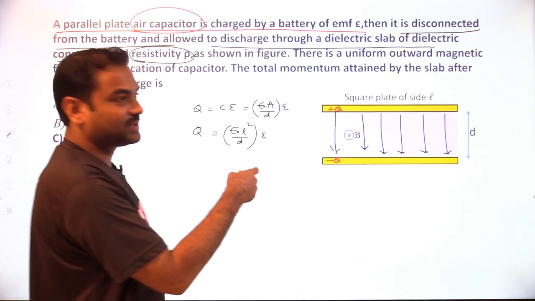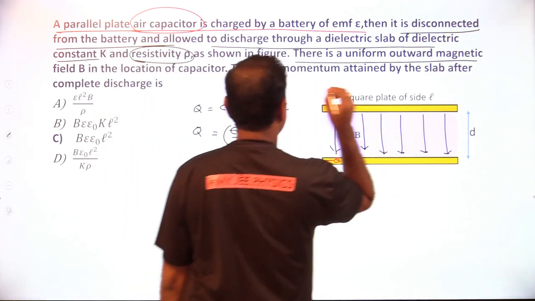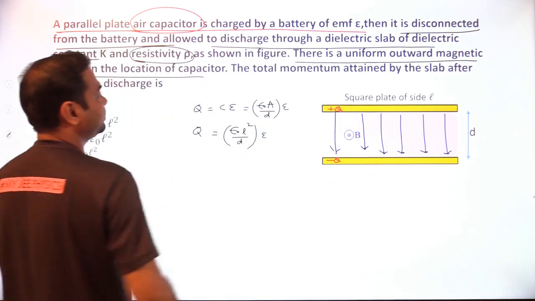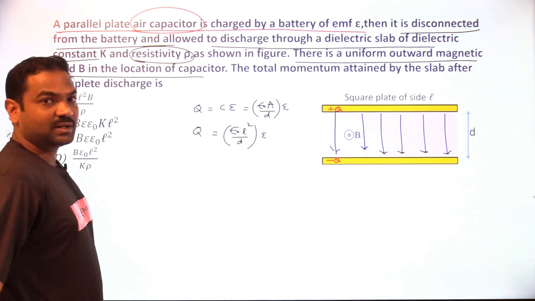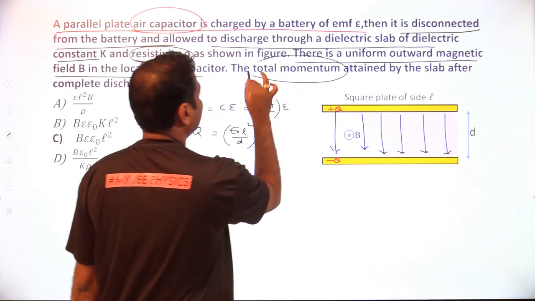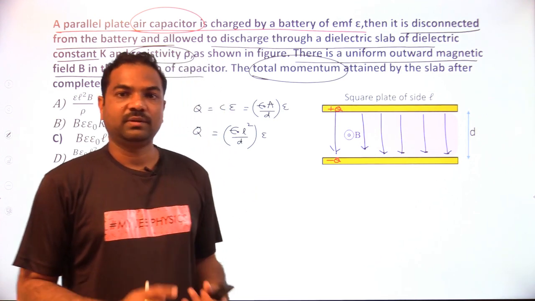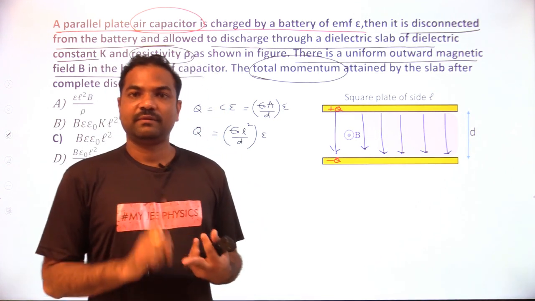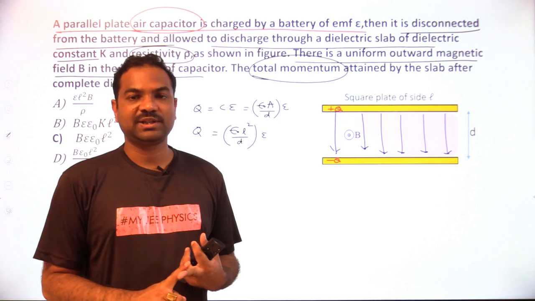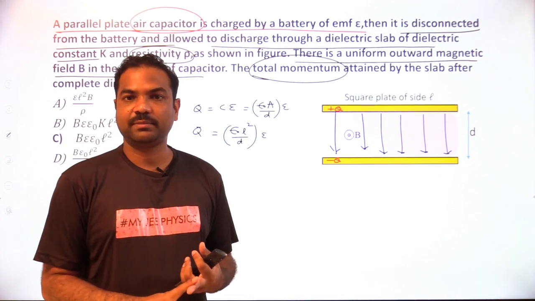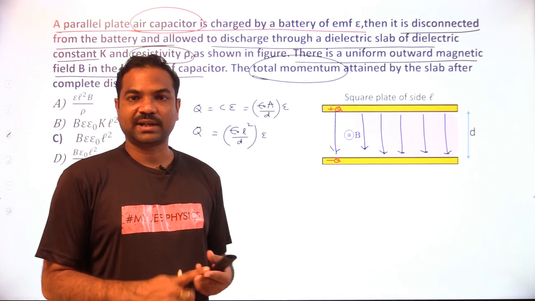Not only this, we are keeping a uniform magnetic field out of the board in the location of the capacitor. They are asking for the total momentum attained by the slab. So we have to see two things. One is why there is momentum achieved by the dielectric slab. That means some force is acting.